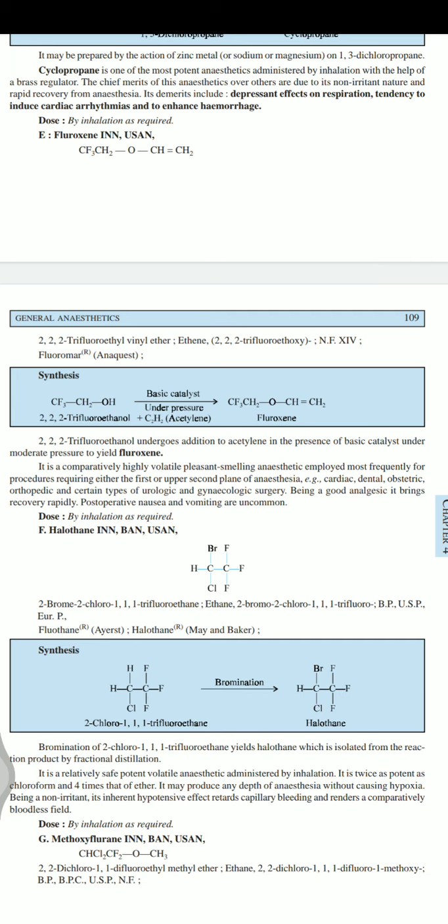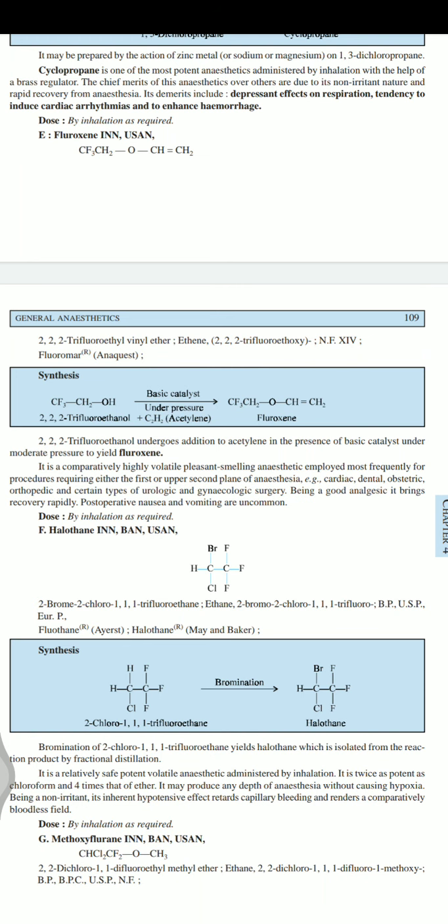Then we come to halothane. Halothane is prepared by bromination of 2-chloro-1,1,1-trifluoroethane. On bromination it basically yields halothane. It is a safe, potent, volatile anesthetic administered by inhalation. It may produce any depth of anesthesia without causing hypoxia. It is very important that it doesn't produce any hypoxia.